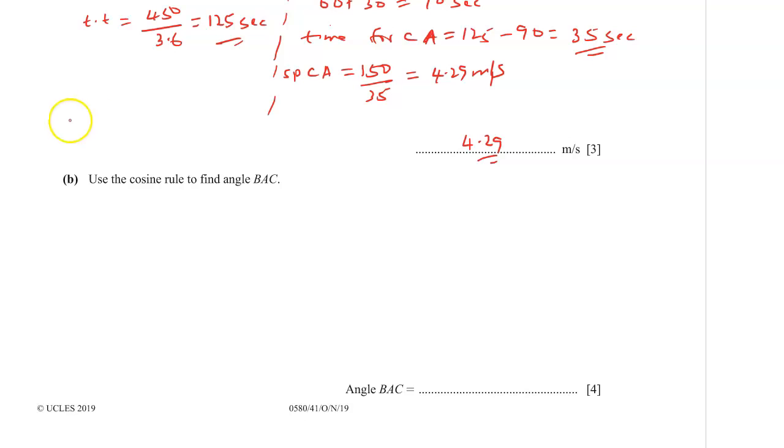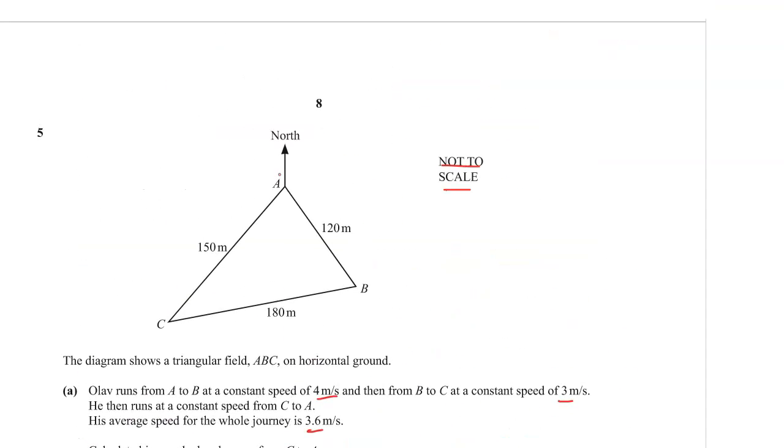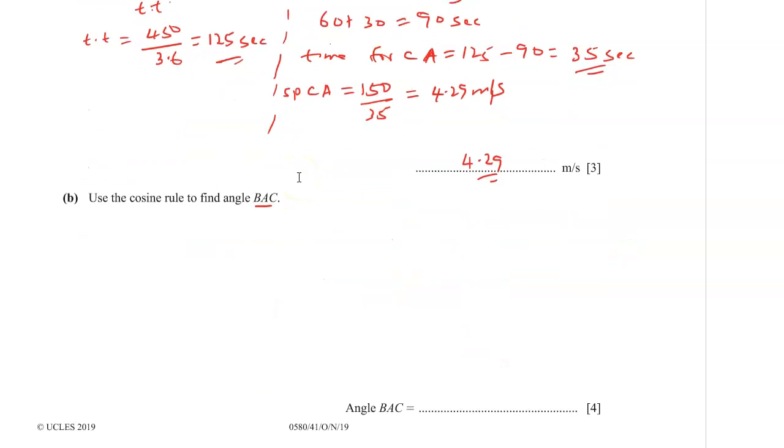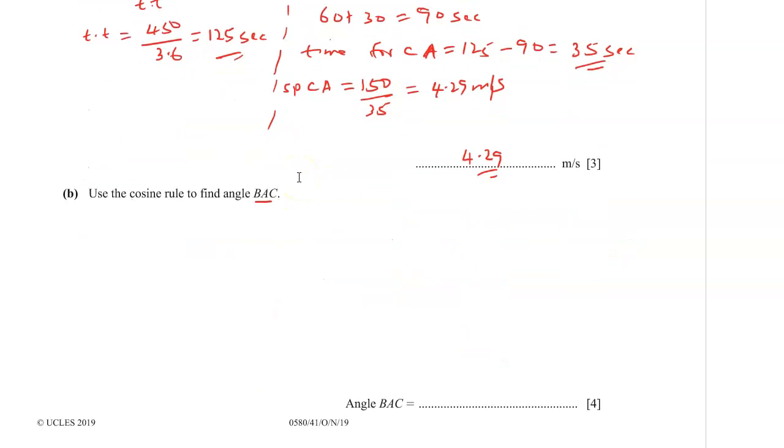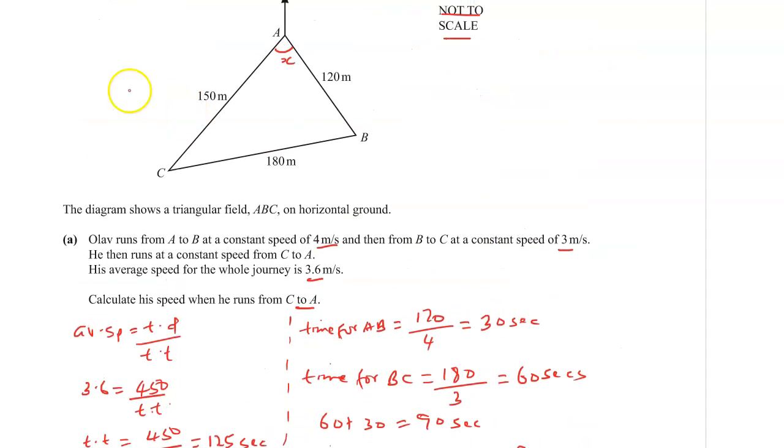B, use the cosine rule to find angle BAC. To find this angle right here, we need this angle here. Alright, call it X. So use the cosine rule to find angle BAC.